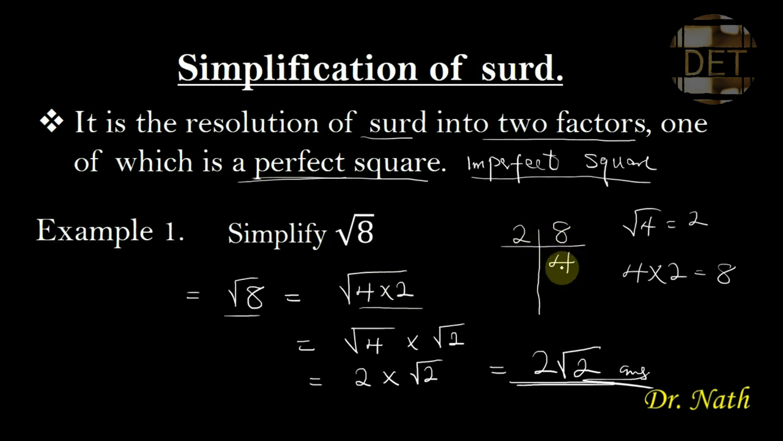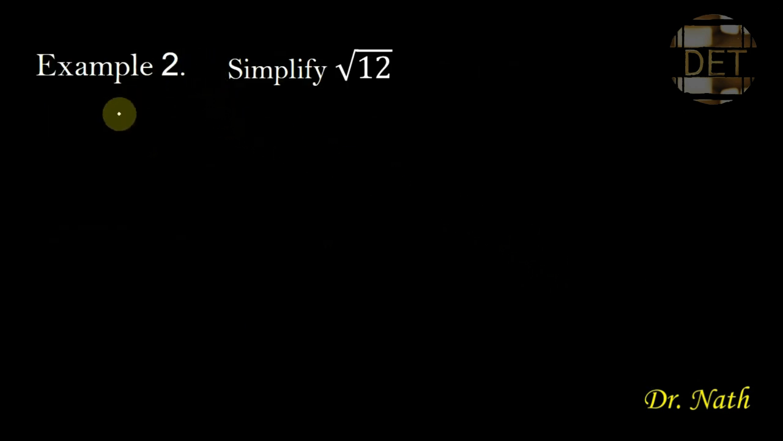So with the understanding of all this, let's look at another example, example 2. Example 2 is simplify the square root of 12. So square root of 12 is an example of a surd. It is a surd because it is an irrational number that does not have an exact root and is carrying the square root symbol.